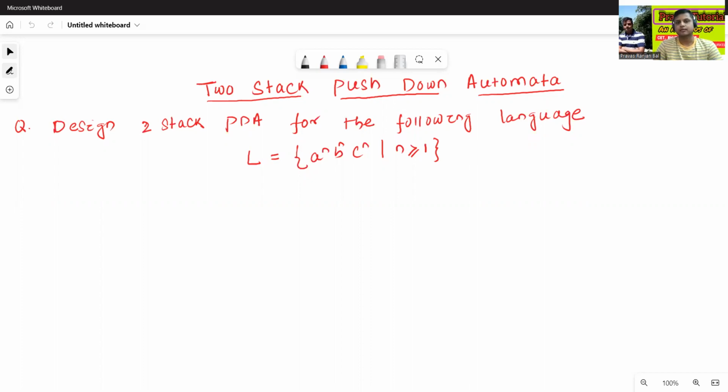In today's class, we'll discuss two-stack push-down automata. We have already discussed one-stack PDA. What is the difference between one-stack PDA and two-stack PDA?